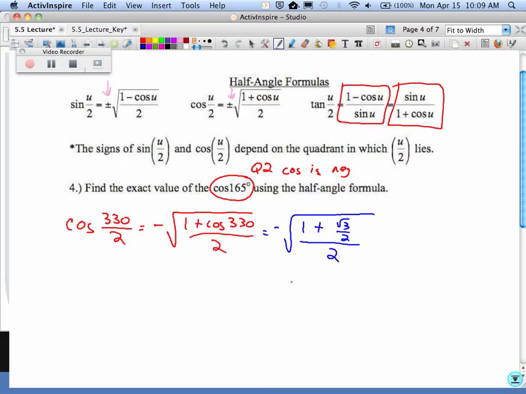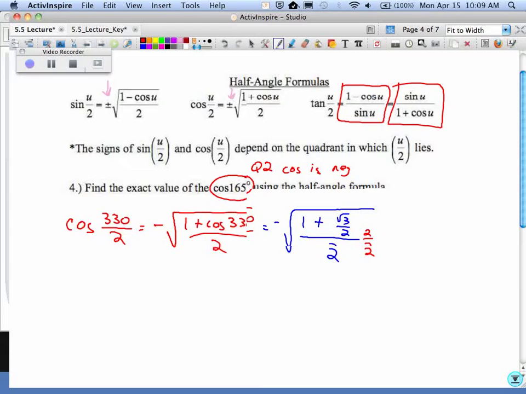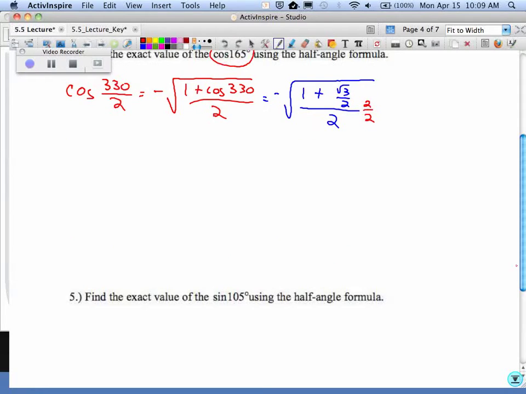Now we have to simplify. We're going to do a little trick again with 2's. I'm going to take that fraction that's under the radical and multiply it by 2 over 2. So what I end up with is negative square root of 2 plus root 3 all over 4. So the 2 goes to this fraction here, and it's going to go to the 1, and it's going to go to the 2 there.